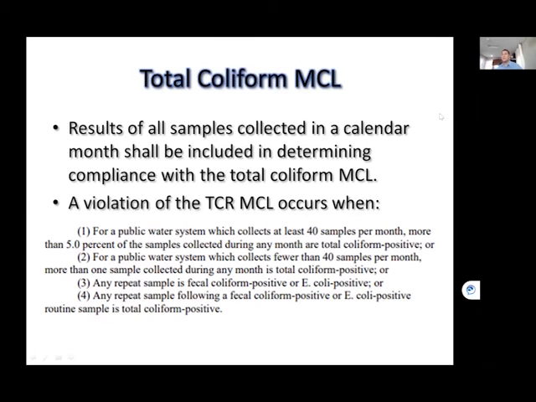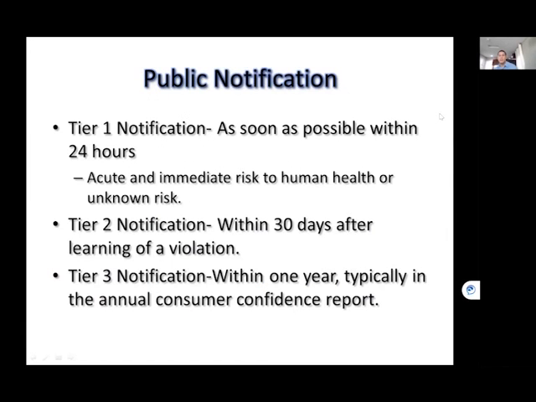So again, your TCR taps are to monitor what's going on in the system and to monitor for significant rise in total coliform, which may indicate there's something going on and would prompt you to investigate. Public notifications: tier 1 notification as soon as possible, within 24 hours, is for an acute, immediate risk to human health or unknown risk. Tier 2 notification is within 30 days after learning of a violation, and a tier 3 notification within 1 year, typically in the annual consumer confidence report.